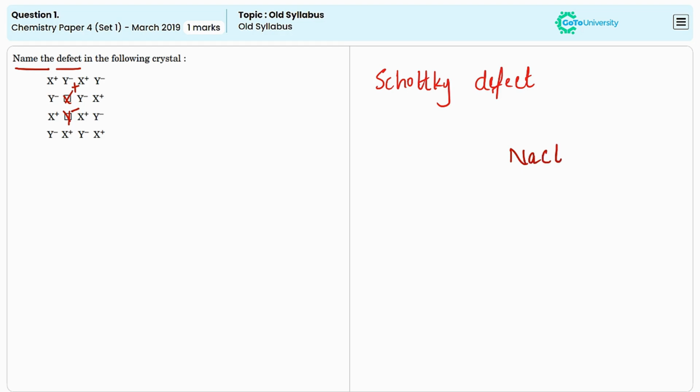The presence of Schottky defect can affect the density and properties of the crystal material because when the ions are missing, the mass of the substance will decrease. We know density is equal to mass by volume. So when mass is decreasing, the density of the crystal will also decrease.